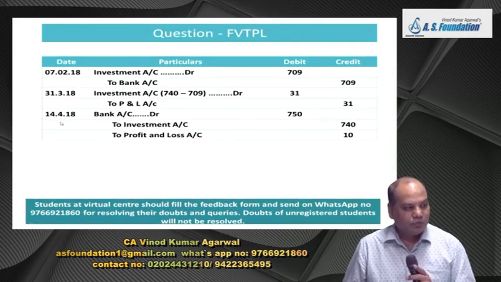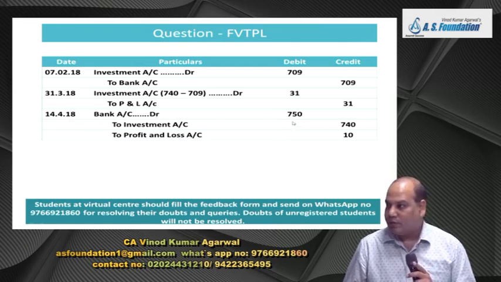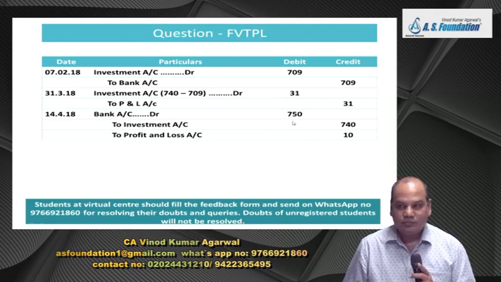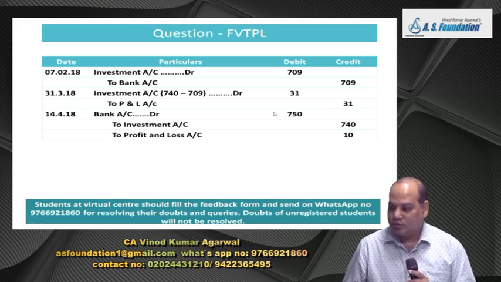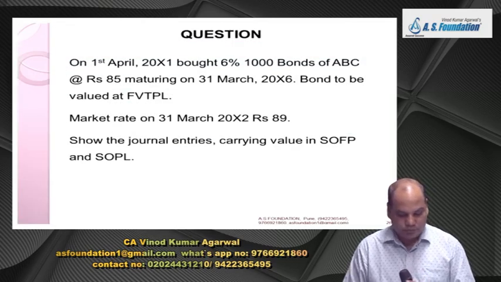And then we will sell the investment on 14th April 2018. Write in good handwriting. Bank account debit 750 to investment account 740, to P&L account 10 rupees. Okay, that's it. Try one more.